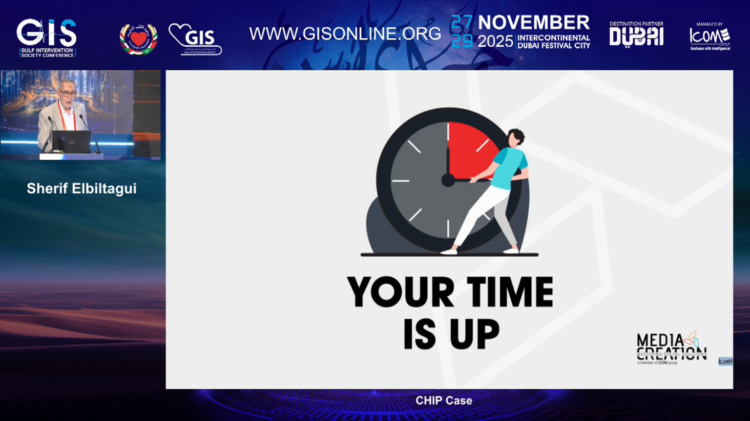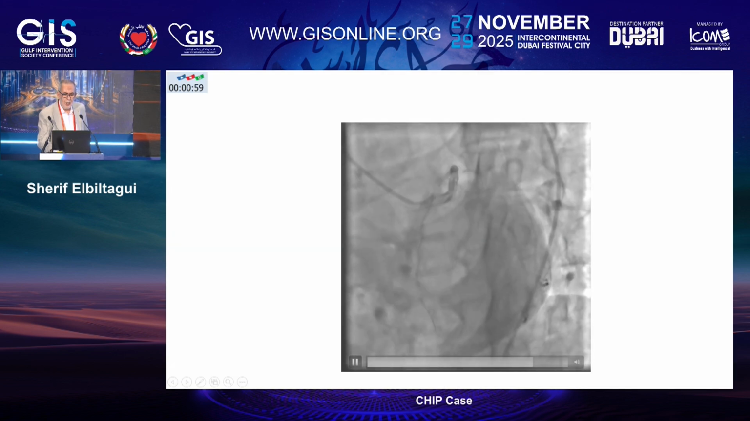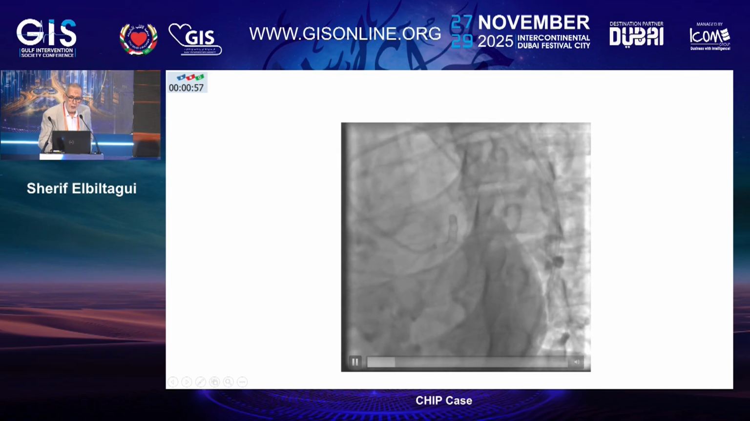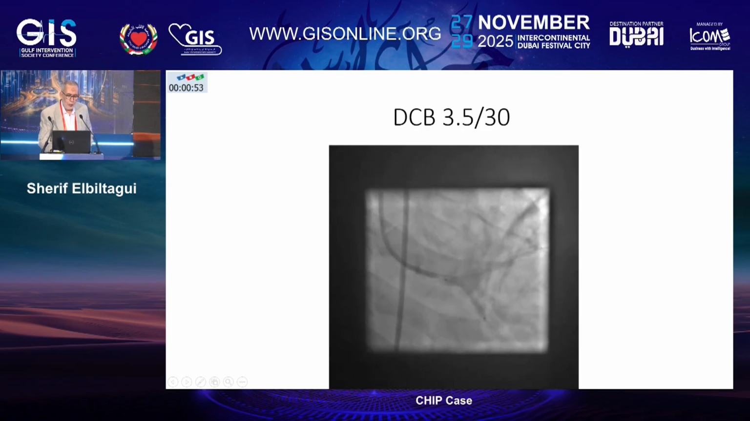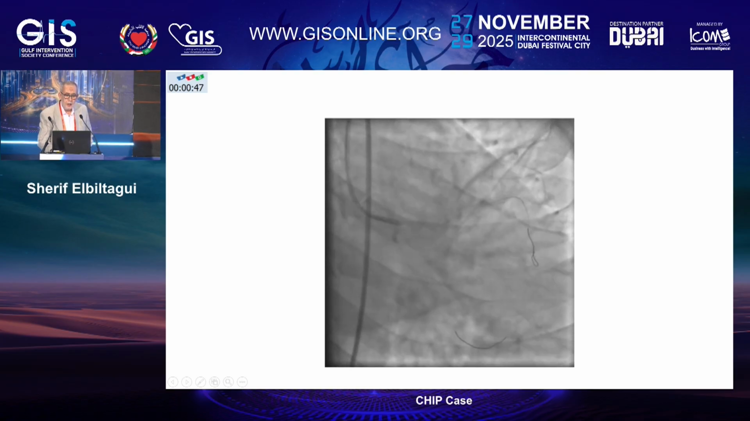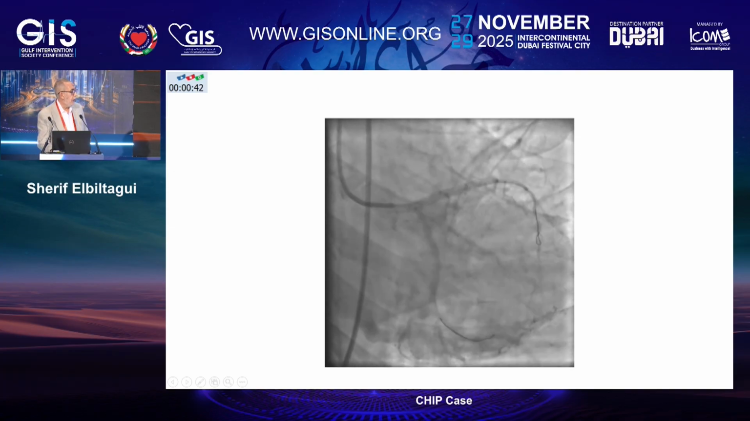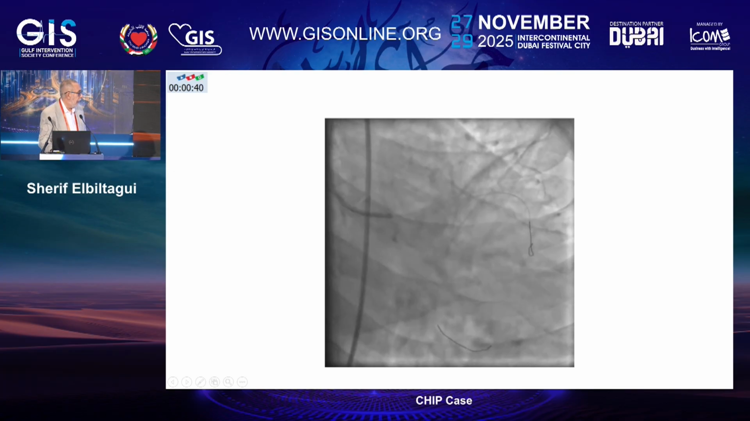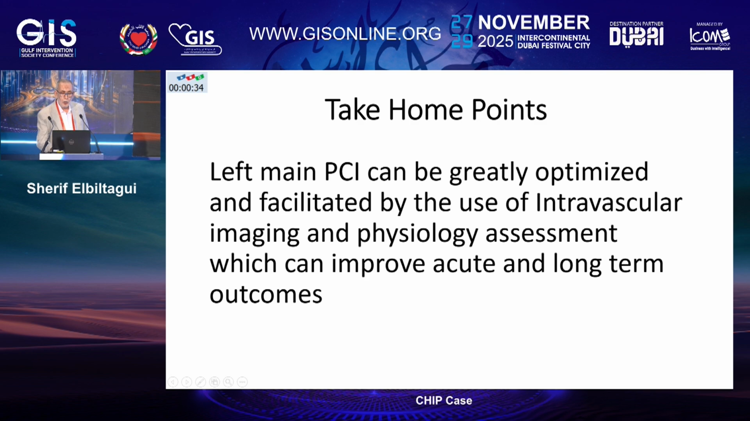Just 1 minute, I'll have a couple of slides. I thought I would make it simple here, so I just treated with a DCB, 3.5 by 30, without any kissing, just taking it with a DCB. The patient now for 2 years is doing great, actually. So that's his final result after the DCB. That was 2 years ago.